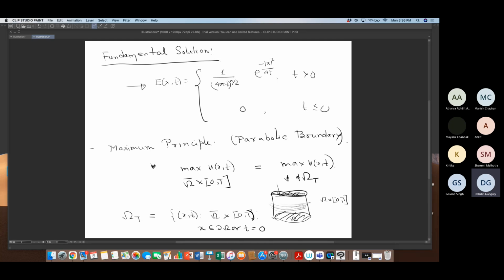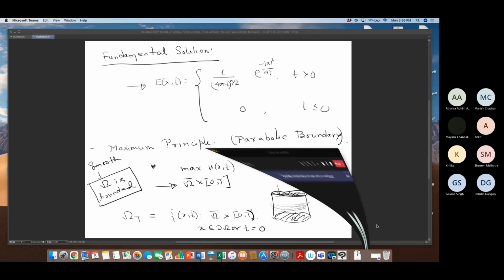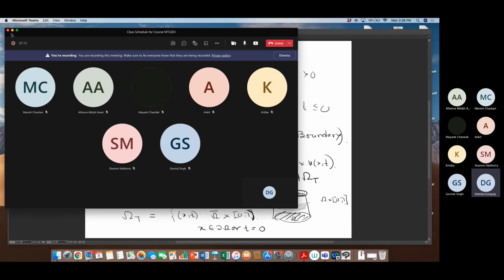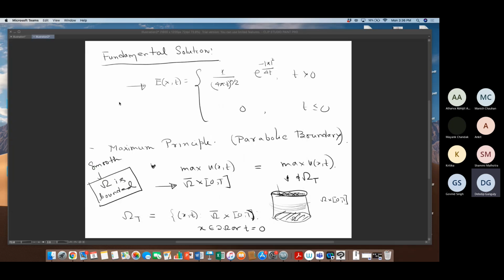Okay. But here crucially we have used the fact that Omega is bounded. If you remember the proof, we used the fact that Omega is smooth and bounded. So this plays a very important role in the maximum principle.